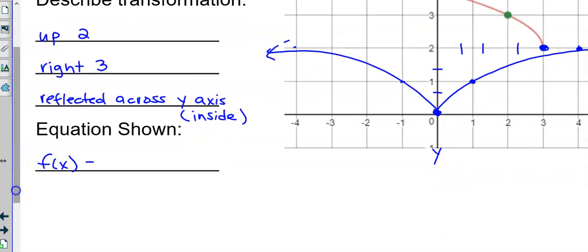So our new equation has nothing on the outside. We don't have any vertical stretch or any reflection across the x-axis. We have our square root sign. We have a right 3, so that's a minus 3 on the inside. We have an up 2, and then we need this reflection across the y-axis on the inside. So we need to put a negative right here, and actually put that in parentheses as well, so that the minus 3 still shifts it to the right and not to the left.